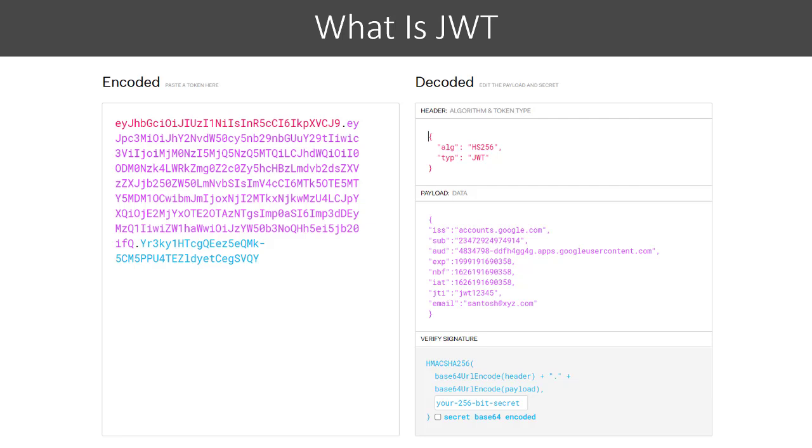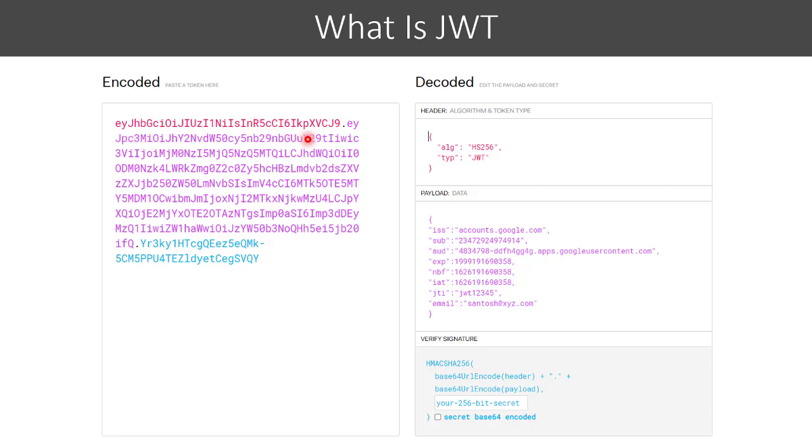This information can be verified and trusted because it is digitally signed. JWTs can be signed using a secret or a public-private key pair. JSON Web Tokens consist of three parts, separated by a dot. You can see three JWT parts here: header in red, payload in pink, and signature in blue. All these parts are separated by a dot. You can see a dot over here, and a dot over here.